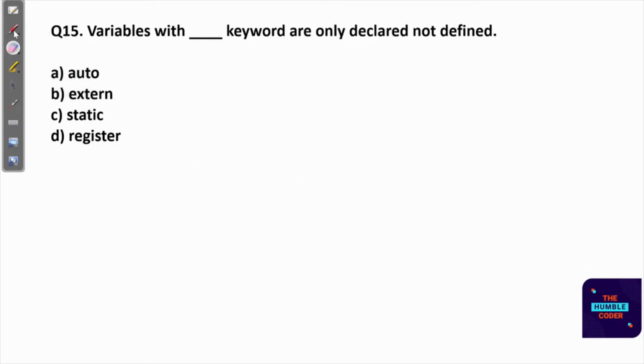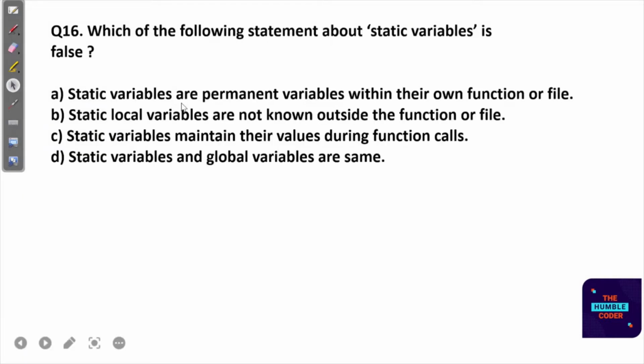Then moving on to the next question. Again we have: which of the following statements about static variables is false? We have four options. Static variables are permanent variables within their own function or file. Static local variables are not visible outside the function or file. Static variables maintain their value during function calls. And static variables and global variables are the same.